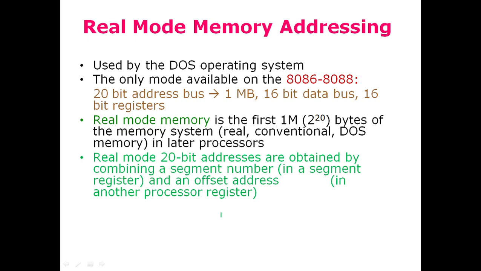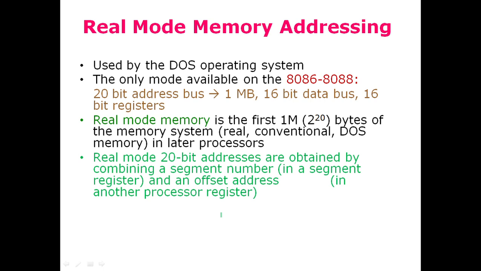When a microprocessor needs to access memory, the address, which is also called the effective memory address, is calculated in two different ways. One is called real mode memory addressing and the other is protected mode memory addressing. In real mode memory addressing, the first 1 megabyte of memory is considered. The 8086 and 8088 microprocessors can only support up to 1 megabyte of memory, so the only mode available in those two microprocessors is the real mode.